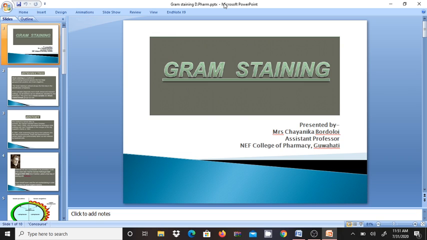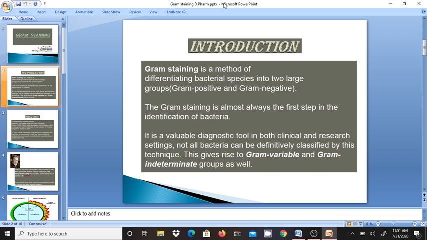Today we are going to discuss the gram staining technique. First of all, in the introduction, gram staining is a method of differentiating bacterial species into two large groups, that is gram positive and gram negative. Gram staining is almost always the first step in the identification of bacteria. It is a valuable diagnostic tool in both the clinical and research fields.